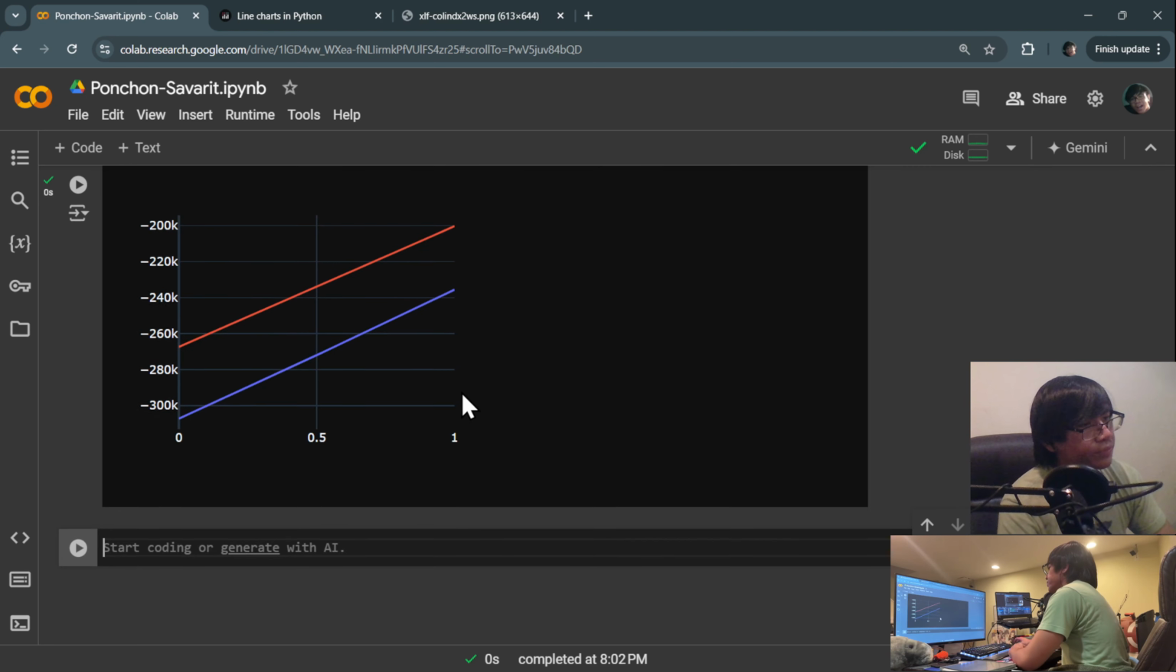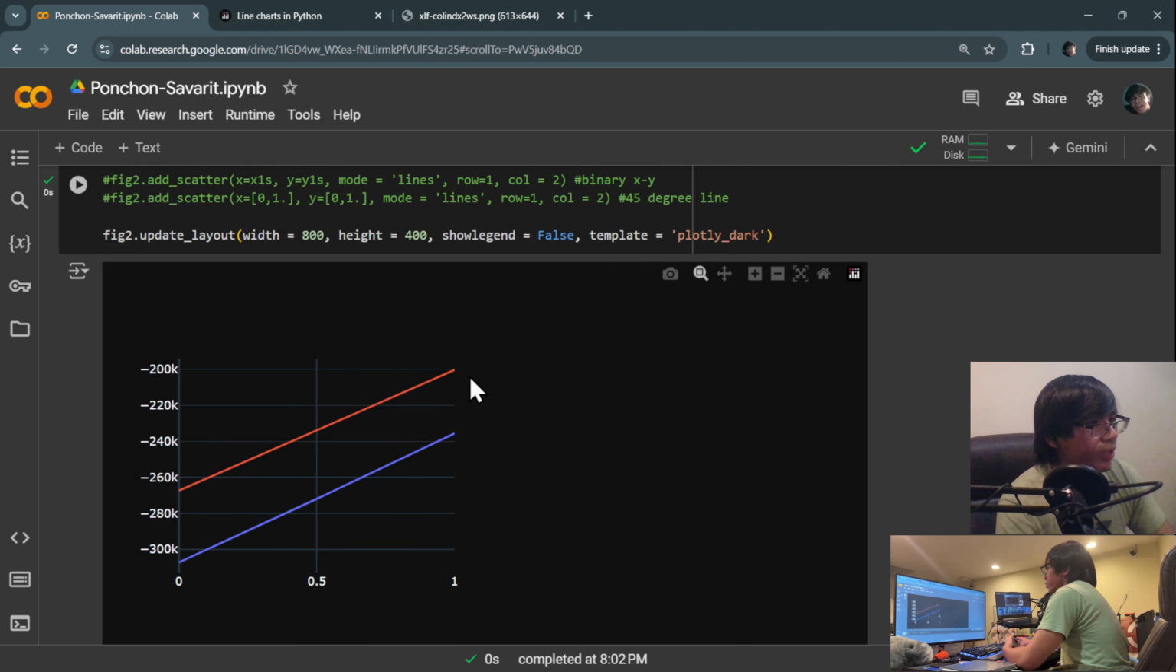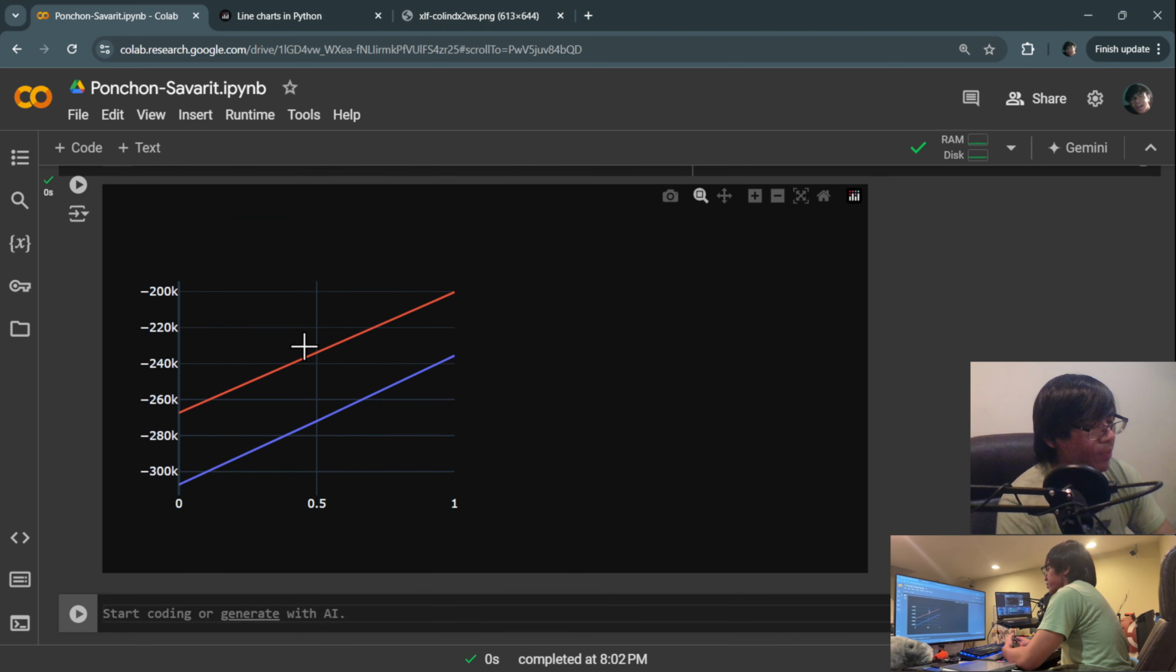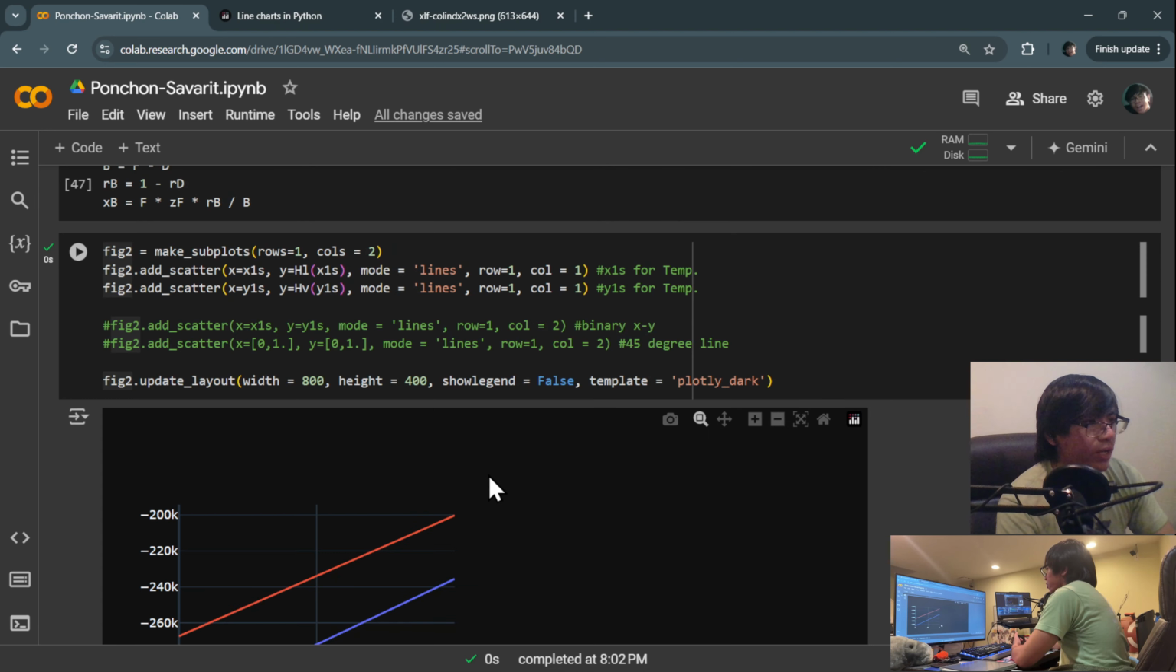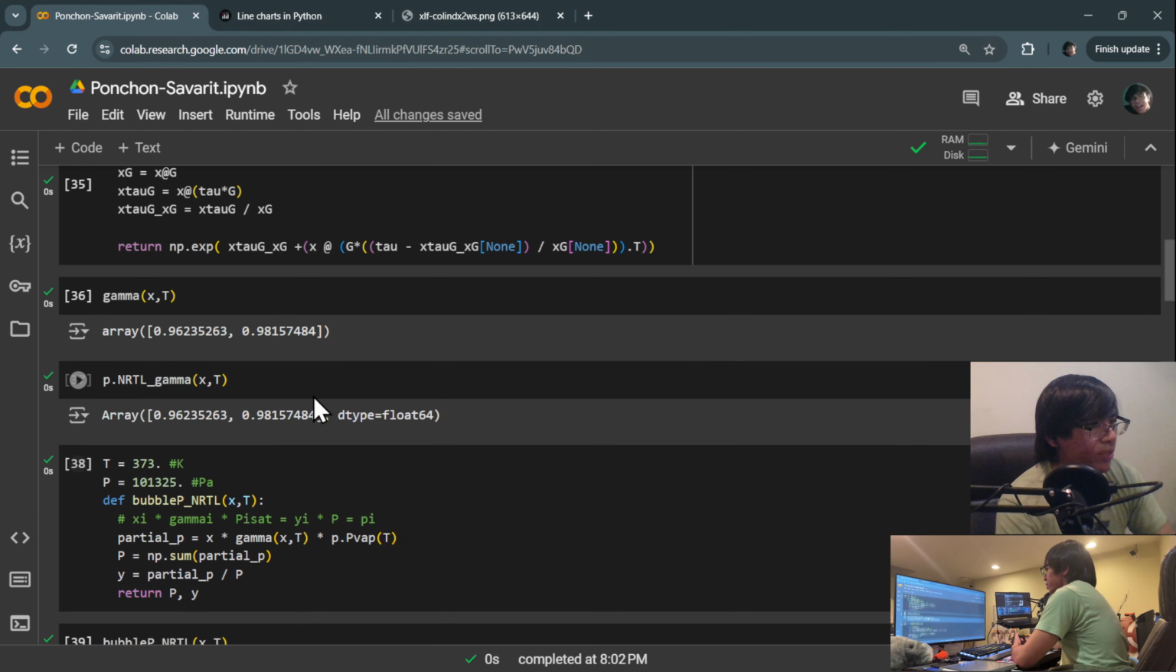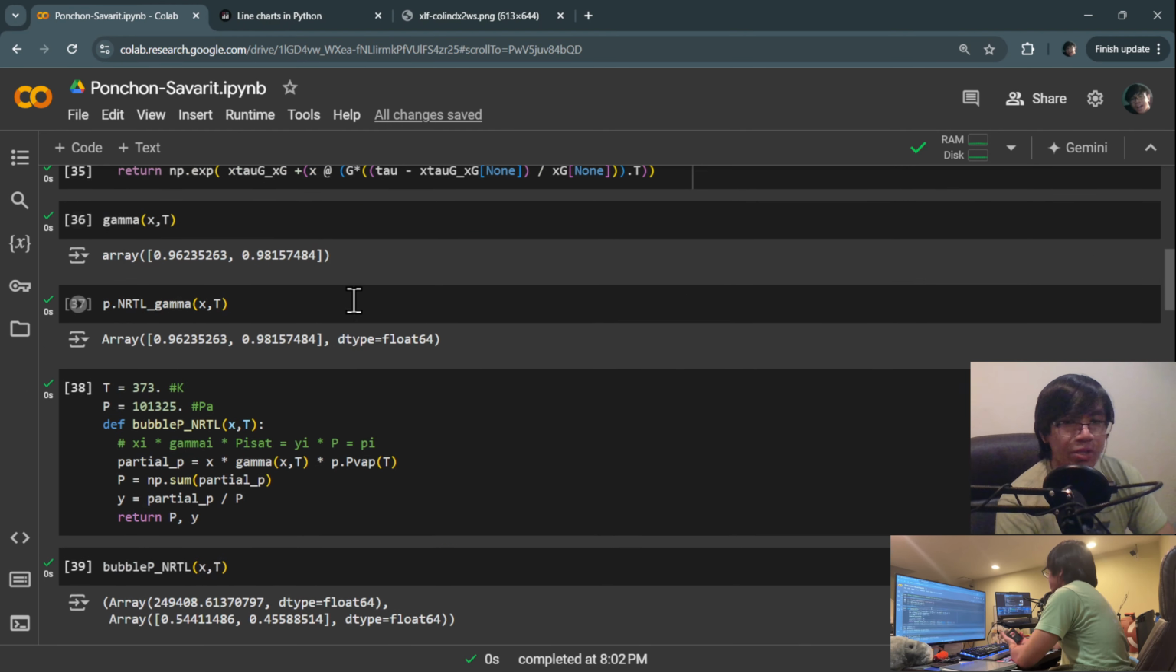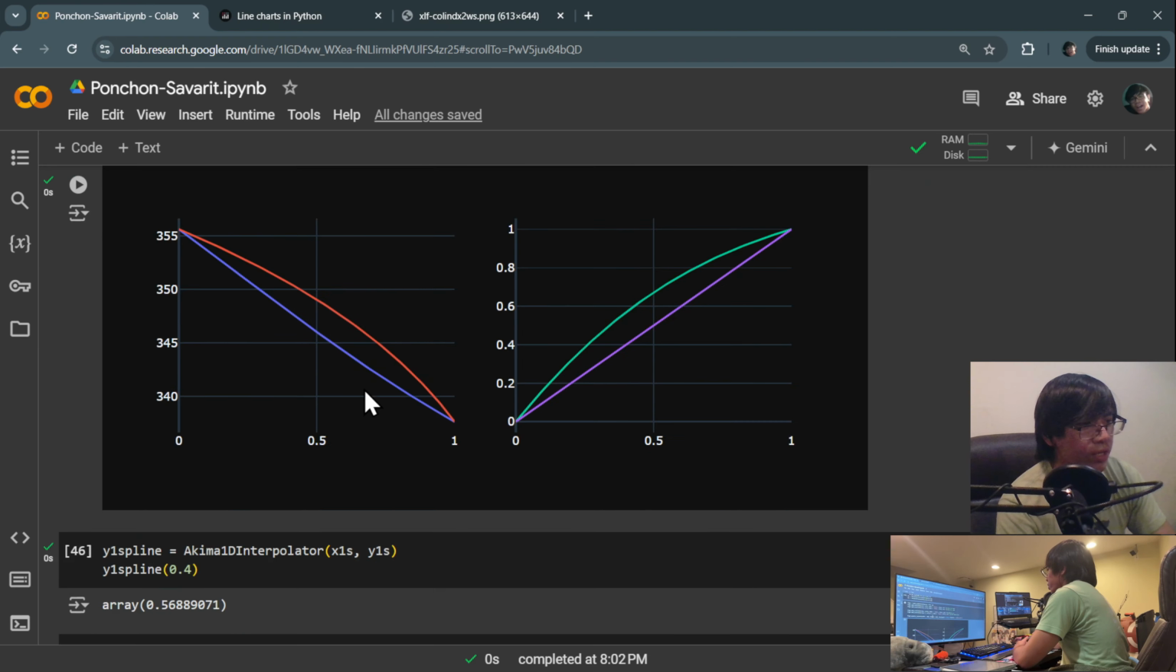Let's try it. Awesome. Okay, we got lines. And yes, remember what I said earlier about the slope being upright in Ponchon-Savarit, the previous video. Essentially all that means is the heat of formation for, I think, what's our other component? Isopropanol? Yeah, isopropanol is much bigger. It's going to release more energy.